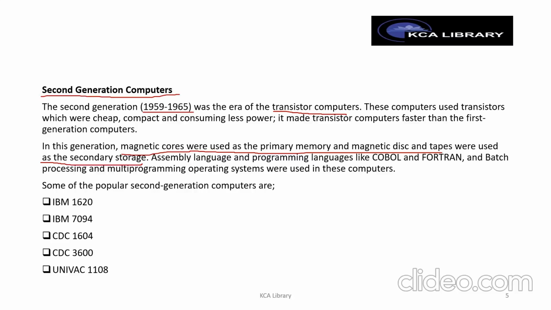Assembly language and programming languages like COBOL and Fortran, and batch processing multi-program operating systems were used. Some of the computers in this generation included IBMs and CDC, also the UNIVAC. I also included notes about these computers in the main document. You also read about them.